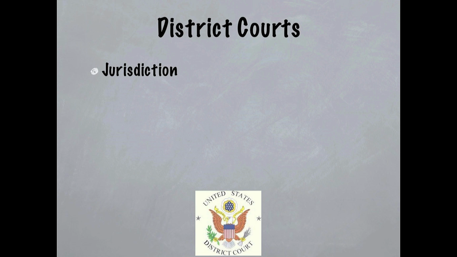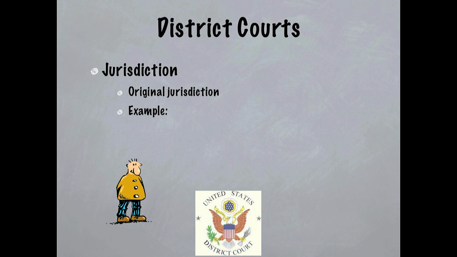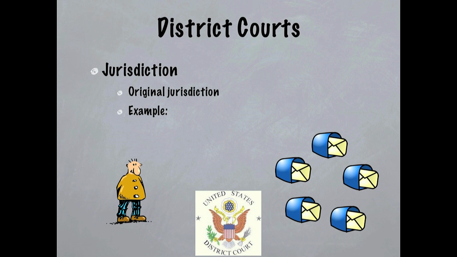Jurisdiction refers to the right of a court to decide a case. District courts have original jurisdiction, meaning they are the first type of court to hear many types of federal cases. For example, if a man is arrested and put on trial for a federal crime such as destroying mailboxes, he will be tried in a district court in his state. If the court finds the man innocent, he will be set free. But if he is found guilty, he will be punished.